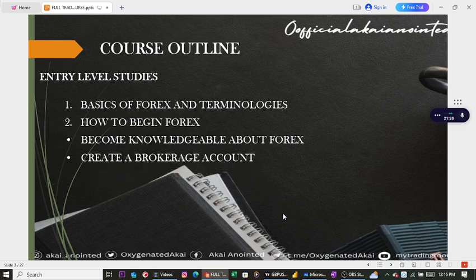Then after that, you can move on to start making research on your own, knowing what works, creating a trading plan. The next thing is to create a broker account. Without a broker, you can't trade. So first thing, you can create a broker account and maybe be using the demo for your practice.